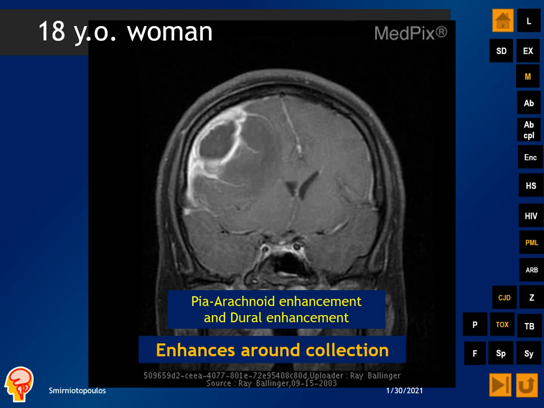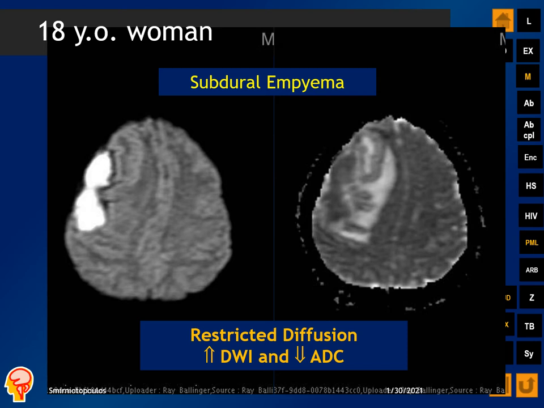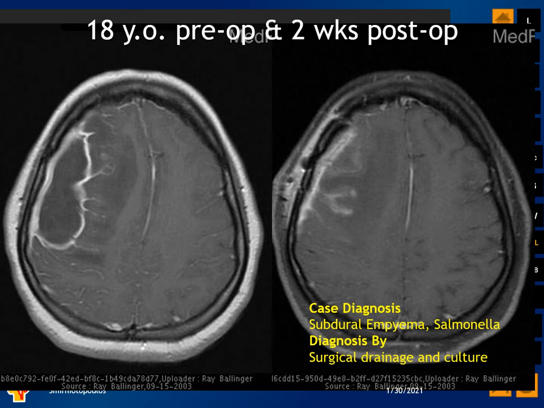Again, the coronal image demonstrates enhancement all the way around the fluid collection, strongly suggesting it is a subdural empyema. And of course, the icing on the cake is to demonstrate that the lesion is bright on DWI and dark on ADC, indicating that we have restricted diffusion. This was drained, and we can see on the postoperative image, there's still some minimal contrast enhancement in the sulci, as well as in the residual fluid collection.